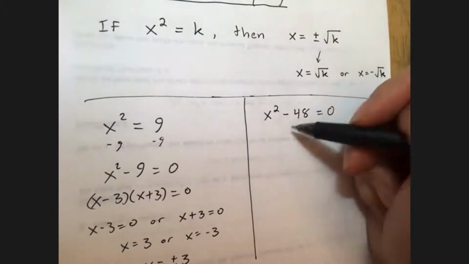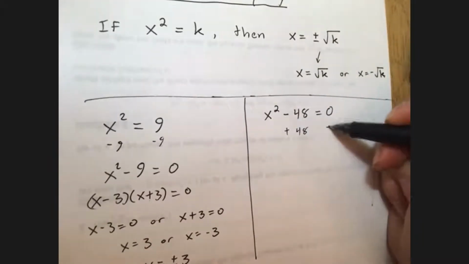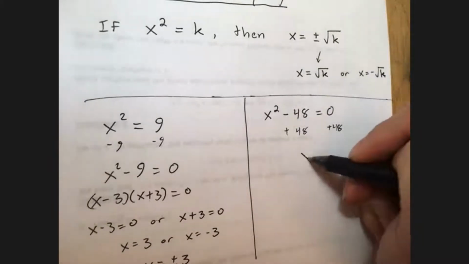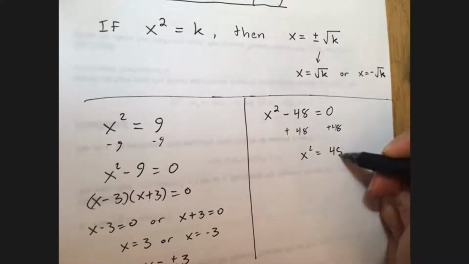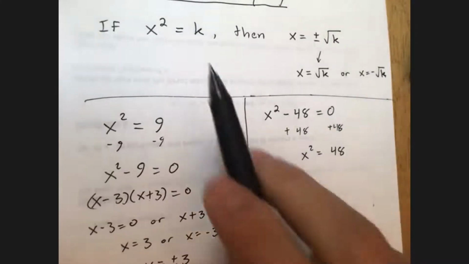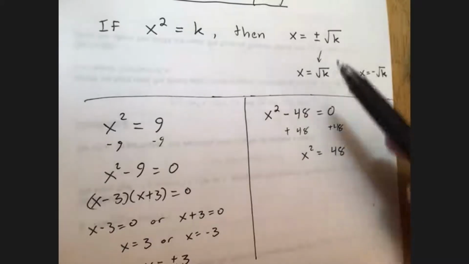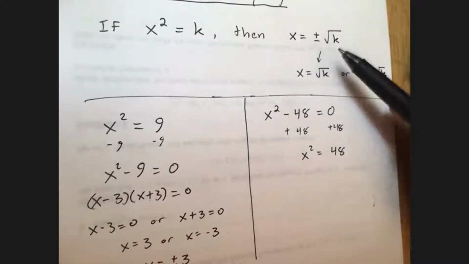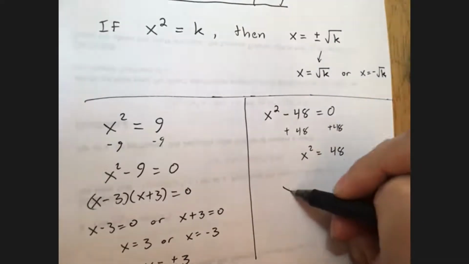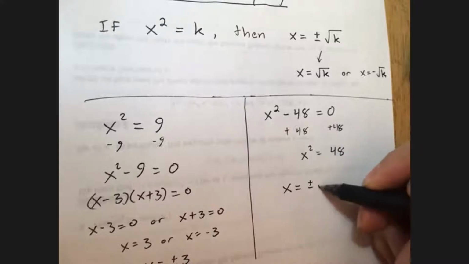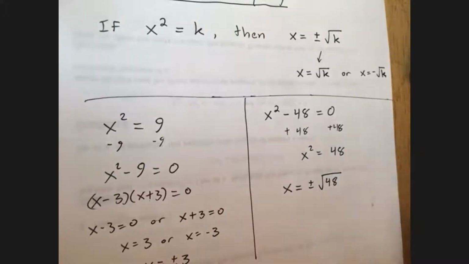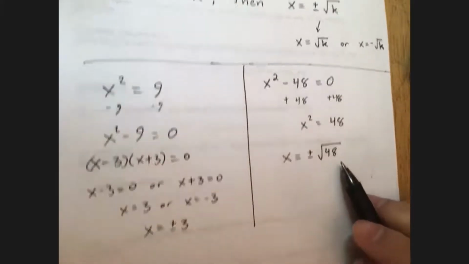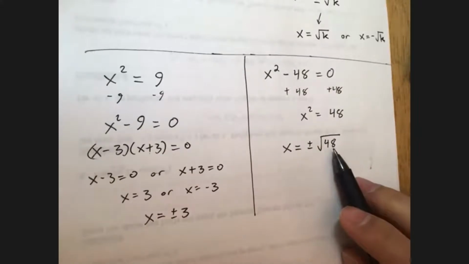So we're going to add 48 to both sides. So x squared equals 48. And now if we look at the square root property, it says that therefore x equals plus or minus the square root of 48. Okay, so that's pretty quick, but we can do a little bit more. We're not done yet because we can still simplify this.